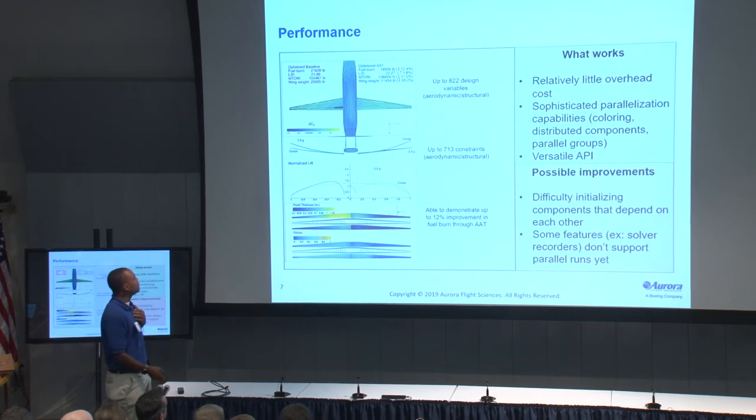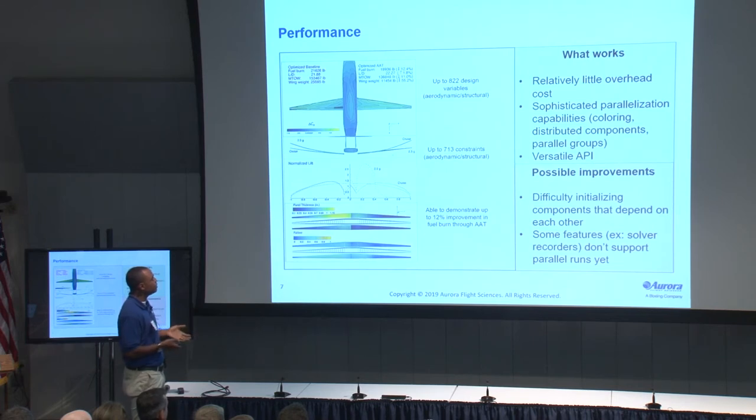In terms of performance, here is an example of some of the results that we ended up getting from this study. To summarize, we ended up scaling up to around 822 design variables for our study. These include both aerodynamic and structural design variables for the D8 aircraft. So we structurally sized each one of the components of the wing box and then allowed the optimizer to play with the control surface scheduling for each one of the flight conditions. And then we had 713 aerodynamic and structural constraints for the model.